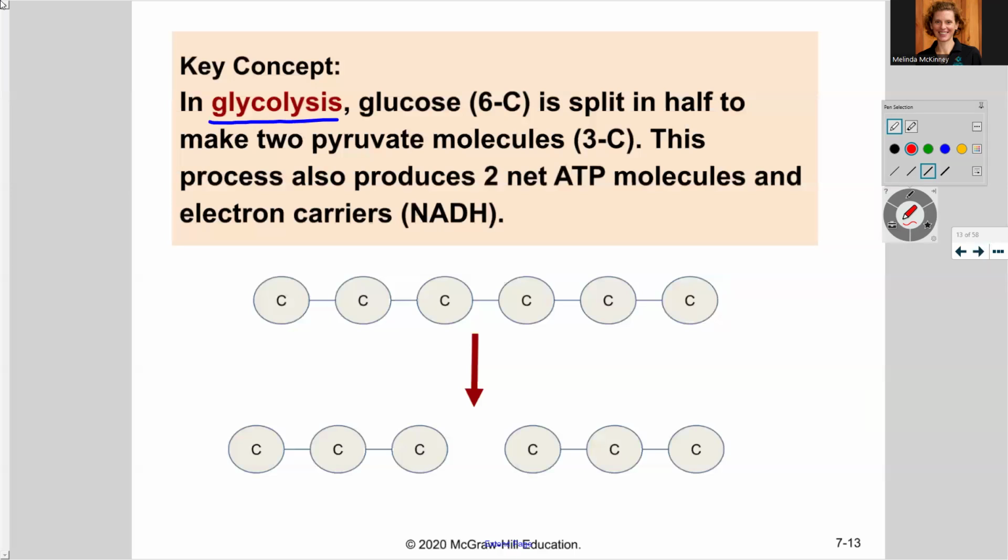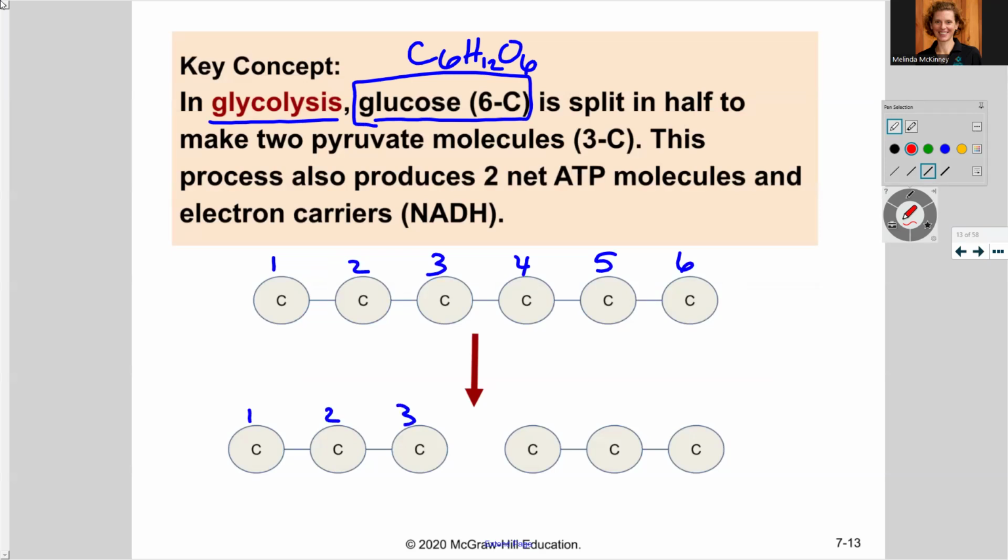In glycolysis, we're starting with a 6-carbon sugar. So glucose has the formula C6H12O6. So 6 carbons. 1, 2, 3, 4, 5, 6. These have a lot of energy together. I have not shown the hydrogen and oxygens in this molecule just for simplicity. We're going to break this down. We're going to create 2 3-carbon molecules. 1, 2, 3 carbon in this molecule called pyruvate.